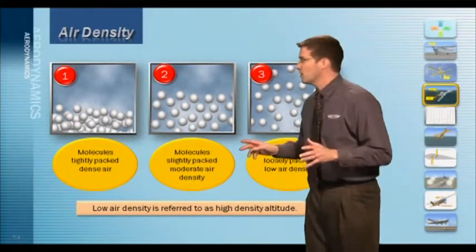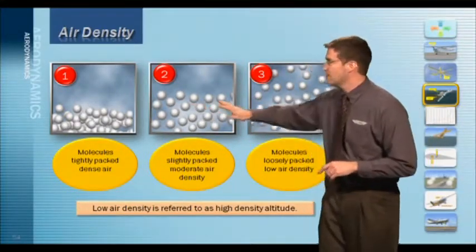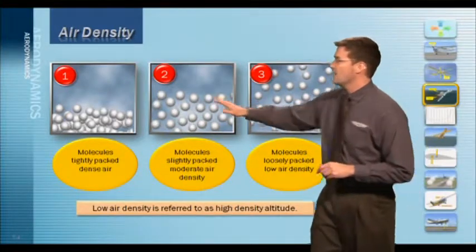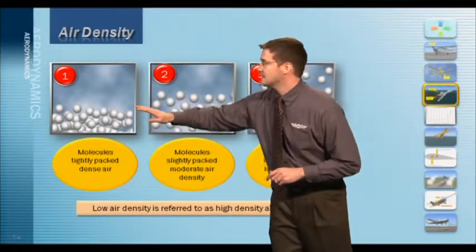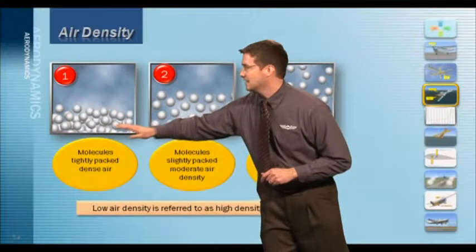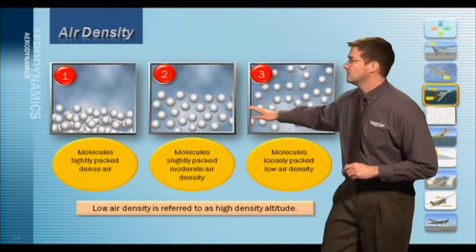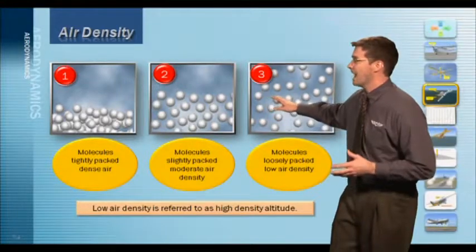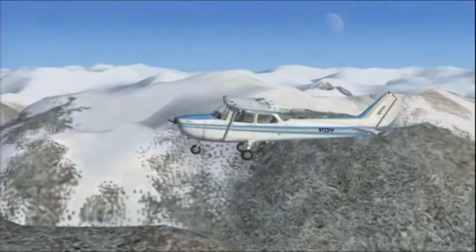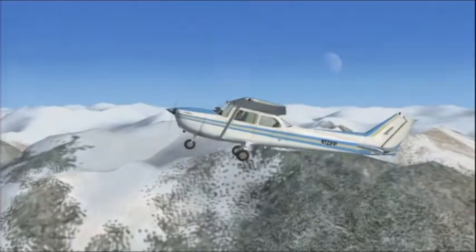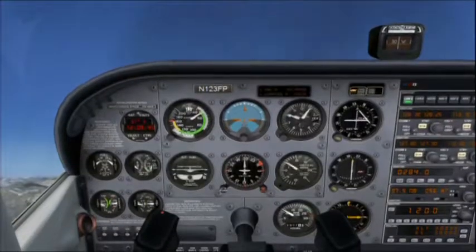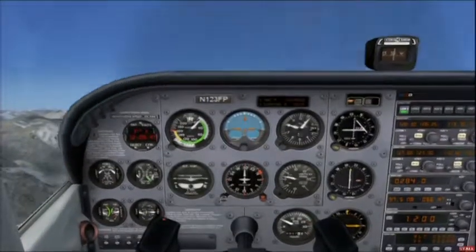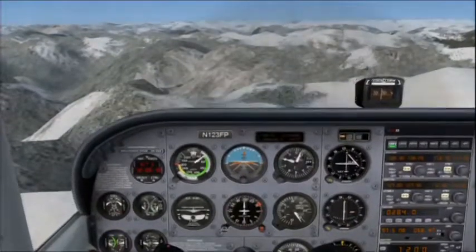In order to understand why, you have to first understand a little bit about air density. Air density closer to the ground means the molecules are tightly packed. But as we climb in altitude, notice that the molecules are less dense or less tightly packed. Let's take a look at how this affects our aircraft by looking at these instruments in the cockpit. The indicated airspeed will be the same at higher altitudes than at sea level.